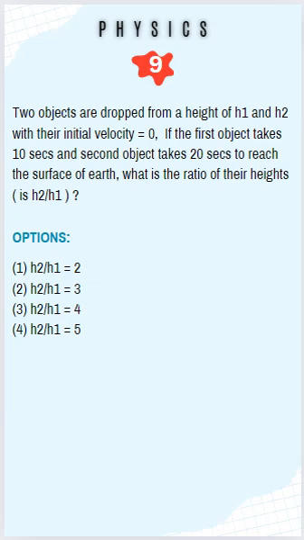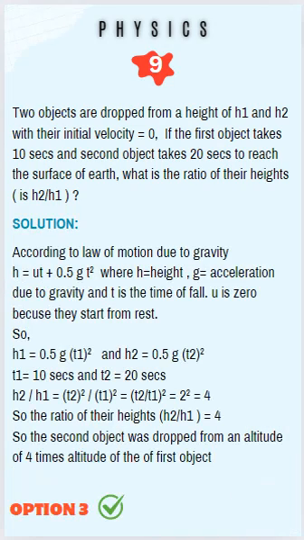Next question is based on Newton's laws of motion. Here 2 objects fall on the surface of Earth from different heights. You can calculate height based on the time the object takes to reach the surface of Earth. The correct answer is option 3. The second object was dropped from an altitude of 4 times the altitude of the first object. To solve this question, use the formula h equal to u into t plus half g t square.